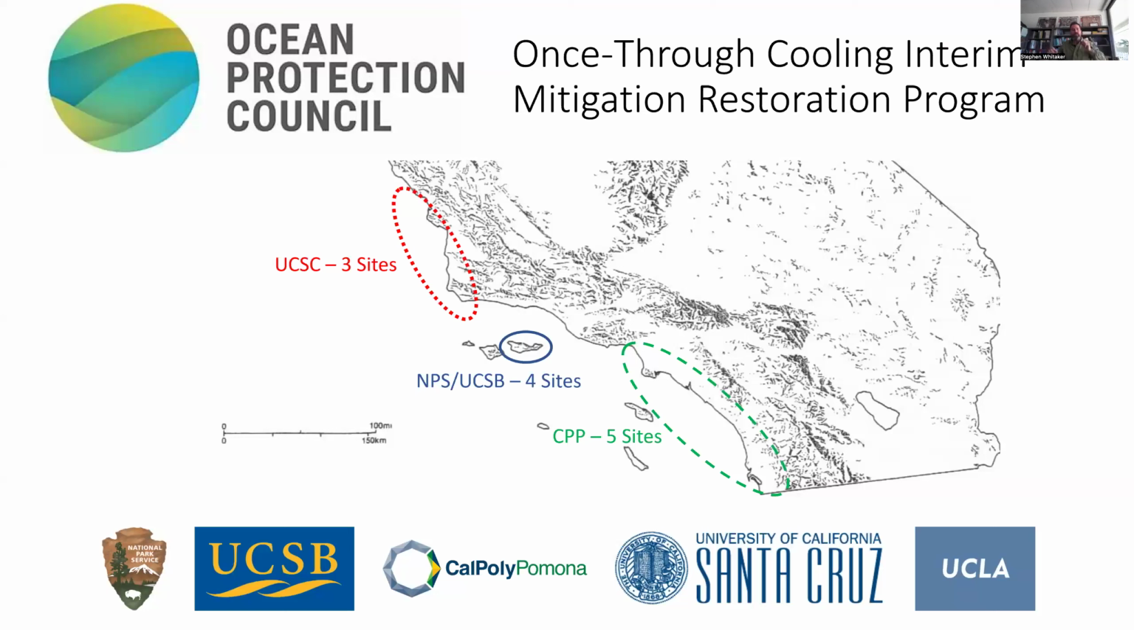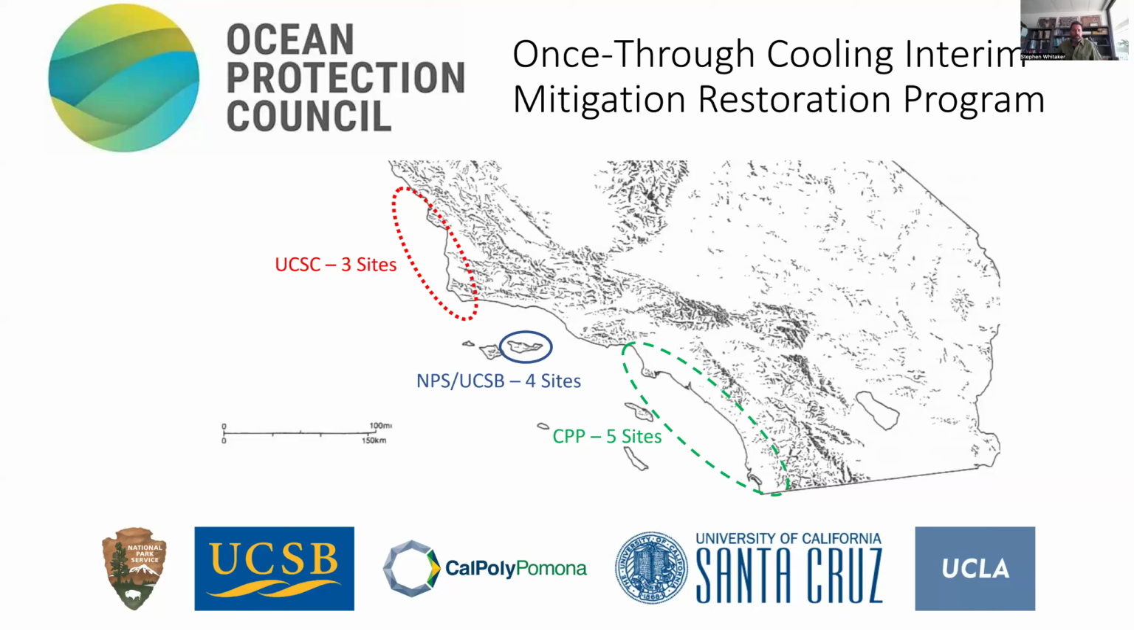So given the widespread declines that we've documented for Silvetia, along with all these factors I mentioned that can slow the recovery of the species, we were able to make a compelling case to the California Ocean Protection Council to do some restoration for the species. And we were able to tap into a program they call the Once Through Cooling Interim Mitigation Restoration Program, which is a program they have for the power plants along the coastline that all place money into a mitigation bank.